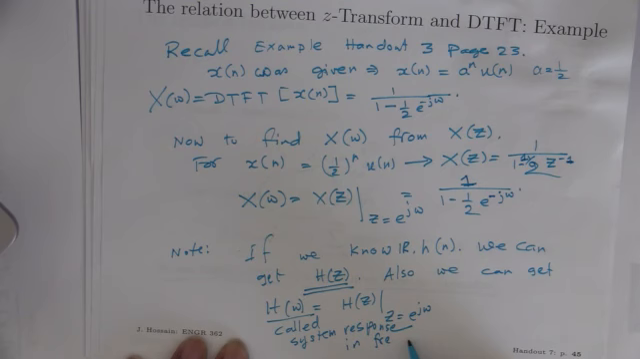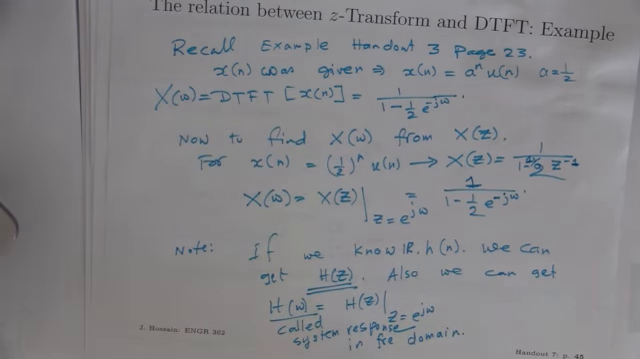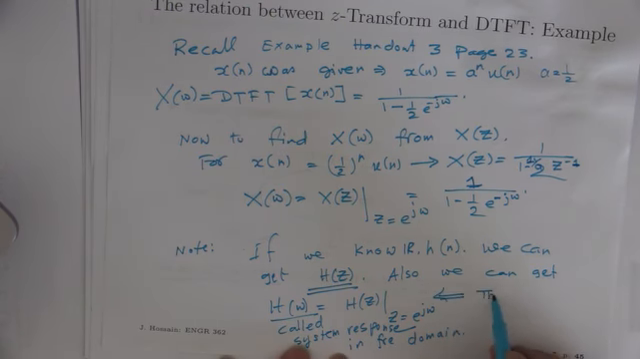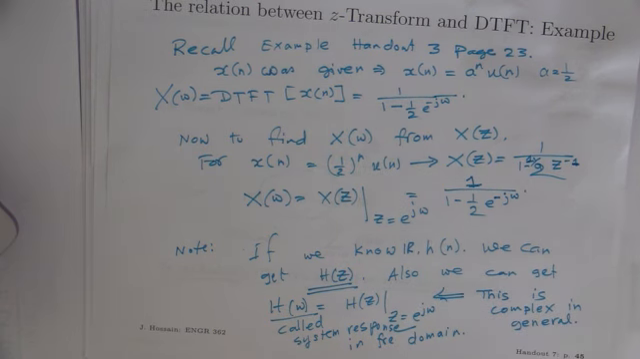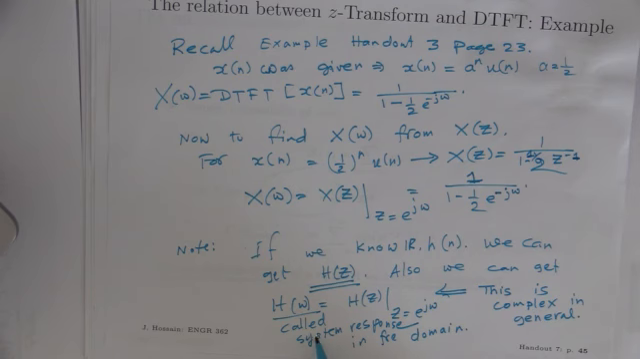This is called the system frequency response. This is complex in general, and H(omega) is called the system's response in the frequency domain, or the system's frequency response. I'll talk about the significance of that in the next handout.